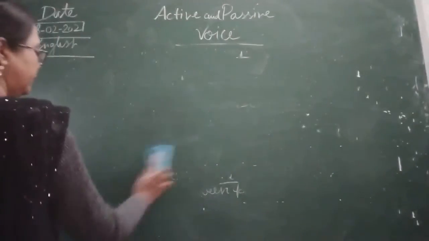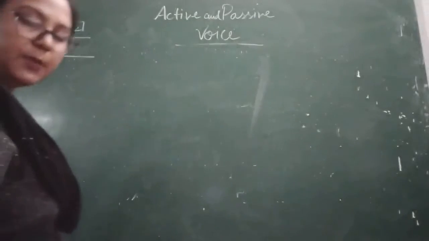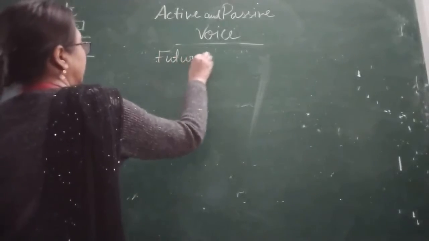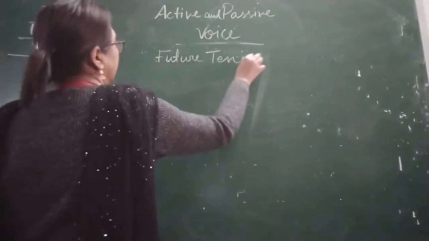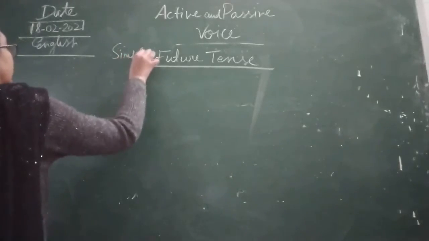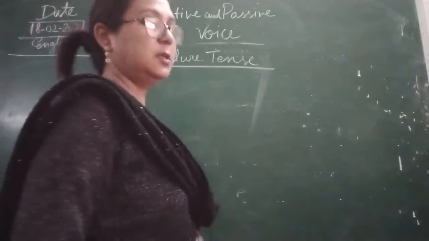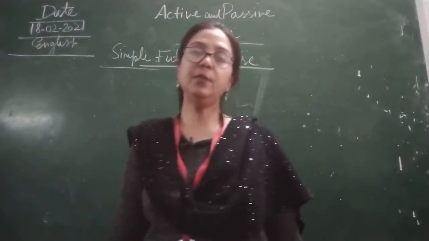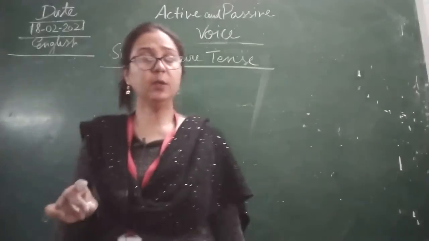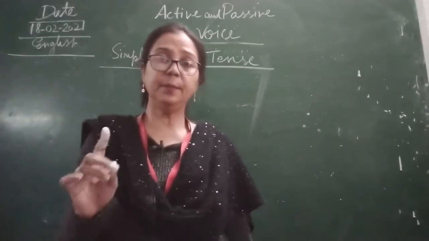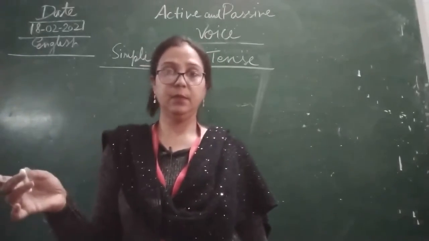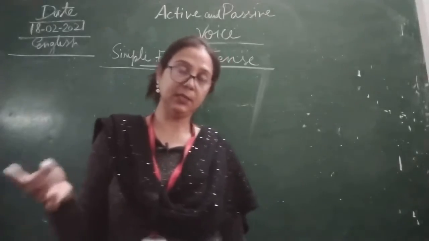Before that, we have to revise past tense first, then we will start future tense. Okay. So this is simple future tense. First we will discuss simple future tense. Before starting this, we have to revise how to convert active to passive voice in simple past tense. Only and only "was" verb will be used in passive voice in simple past tense, plus the third form of the verb, or you can say past participle.